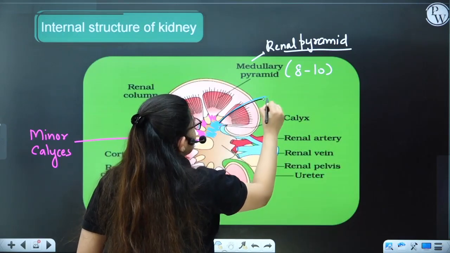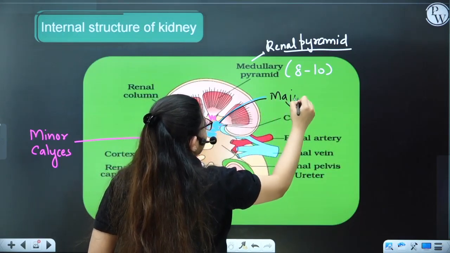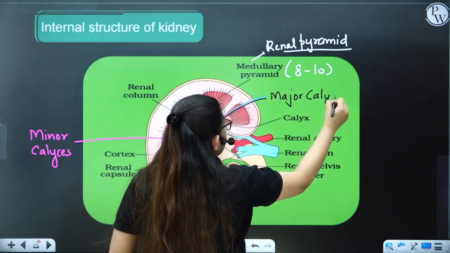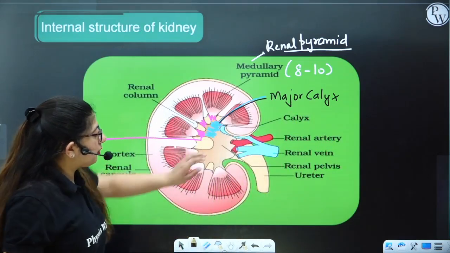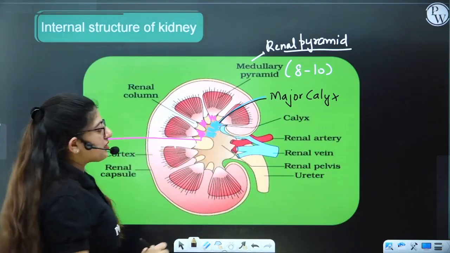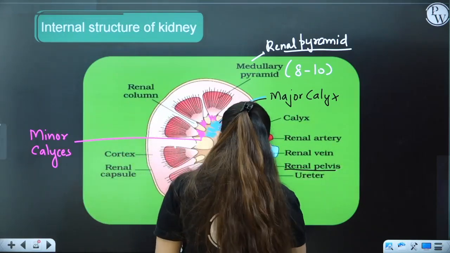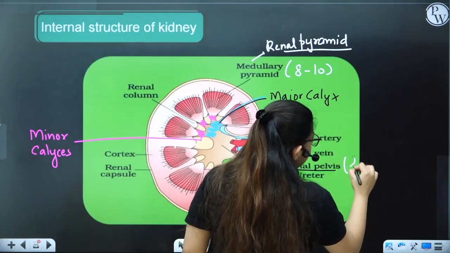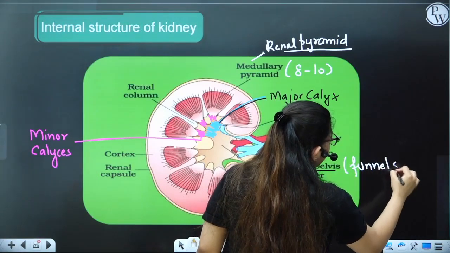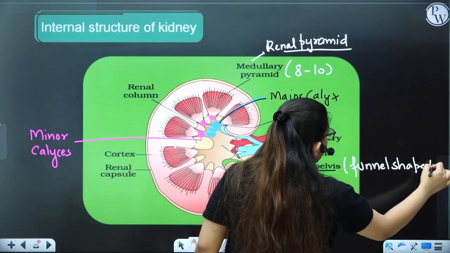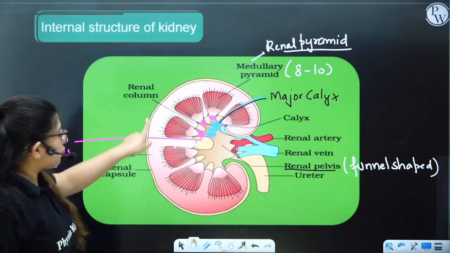This one is major calyx. This major calyx will then open into this funnel shaped area known as renal pelvis. Can you see this? Renal pelvis. So if someone asks you what is the shape of renal pelvis, you will say it is funnel shaped. This funnel shaped area. So outer area is known as cortex.